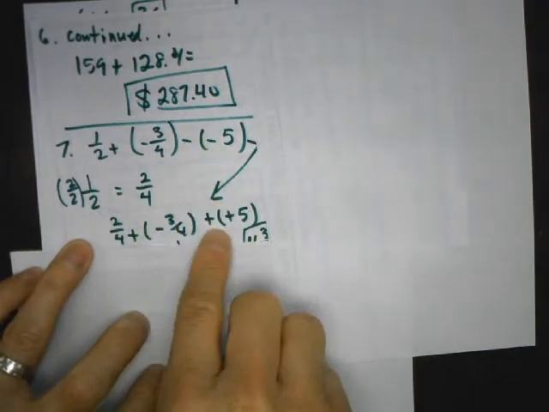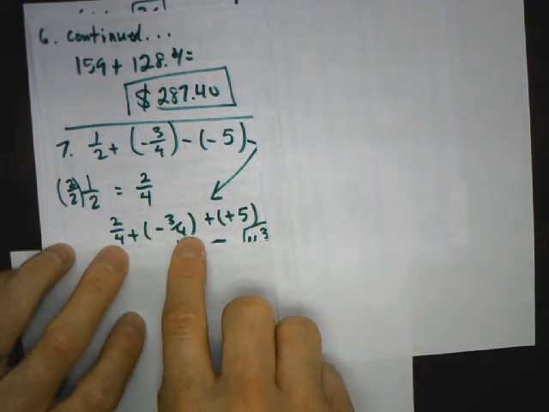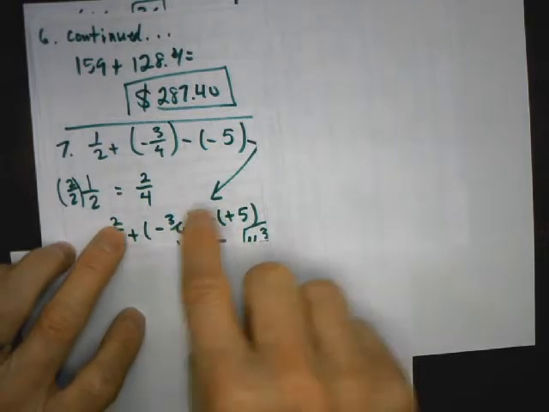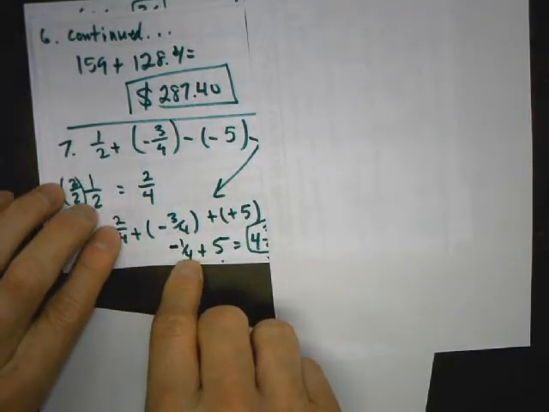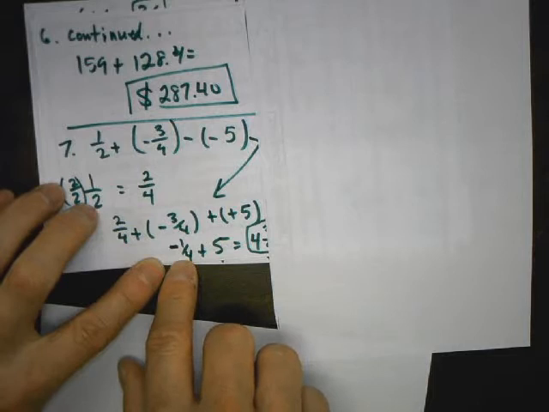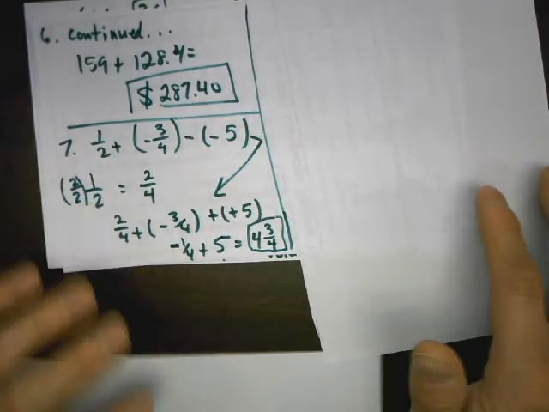I do the rule for subtraction here, plus 5. I'm going to combine these two. Common denominator means I can add the numerators and keep the same bottom number. So I keep the 4 on the bottom and I add 2 plus negative 3. That's negative 1. So I got negative 1 over 4. Now, if I'm going to add negative 1/4 to 5, that's 4 3/4.